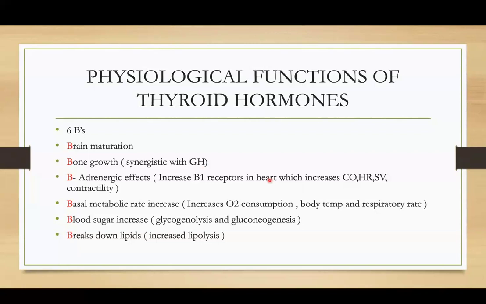It increases that. We have an increase in blood sugar because it stimulates glycogenolysis and gluconeogenesis, which is breakdown of glycogen and formation of glucose. So that's why it increases blood sugar. And then it also breaks down lipids, so it causes lipolysis. Okay, so these are the 6 functions that you need to know. Very important to know these. And the 6 Bs actually makes it much easier because you just think BBB, BBB, and like that's it.